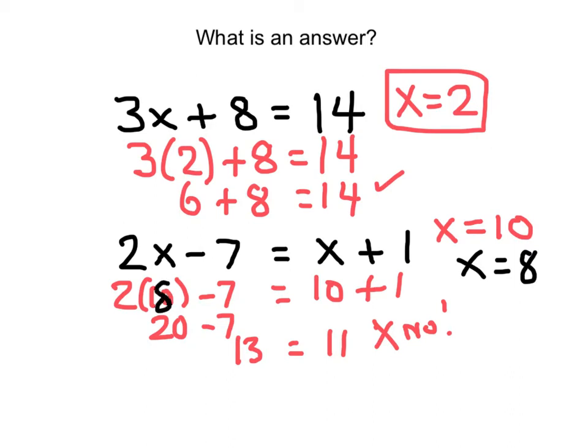If I had an 8 here and an 8 here, I would have 16 minus 7, which is 9, and then 8 plus 1 is equal to 9. So that would be the true answer.